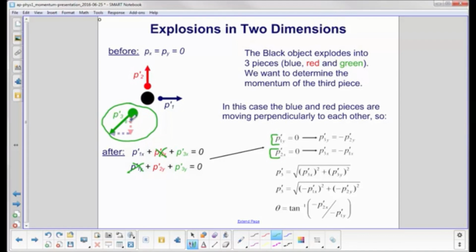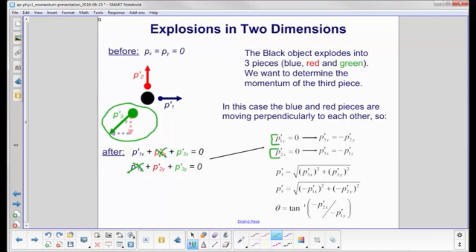So when I take the arc tan, this side, the opposite side, happens to be P prime 2x. So that's why you have the x there. The adjacent is in the y direction. So the subscripts are a little different than what you're used to, and I did that on purpose.